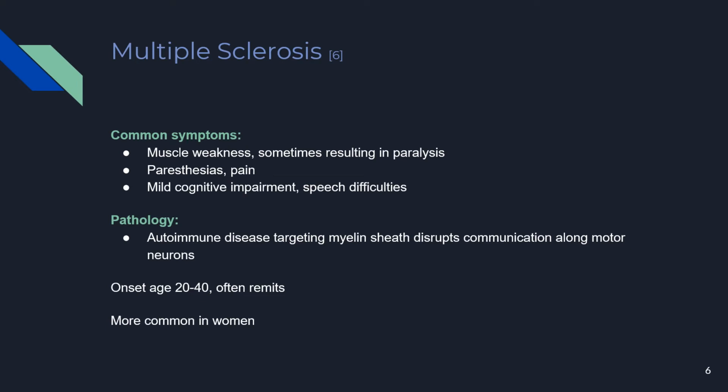Multiple sclerosis is a neurodegenerative disease that appears as muscle weakness, sometimes leading to paralysis, phantom sensations, pain, and in some cases, mild cognitive impairment. It is an autoimmune disease that targets the myelin sheath of motor neurons. As a result, signals to effectors are not transmitted efficiently. The onset age is between 20 and 40, and patients can often go into periods of remission. Like many other autoimmune diseases, it's more common in women, which makes the treatment we'll be looking at particularly interesting.